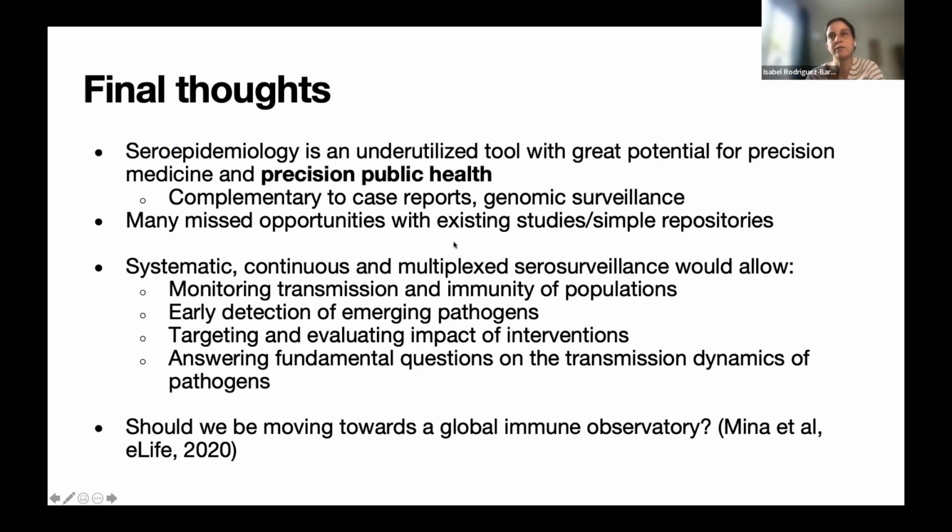Seroepidemiology is probably an underutilized tool with great potential for epidemiology, pathogen dynamics, and public health. It's not meant to replace case-based surveillance. I think it's just another tool, nicely complementary to case reports and, of course, to genomic surveillance as well. And the dream is to be able to integrate the different data sources. I think there are many missed opportunities with existing studies and sample repositories that exist.